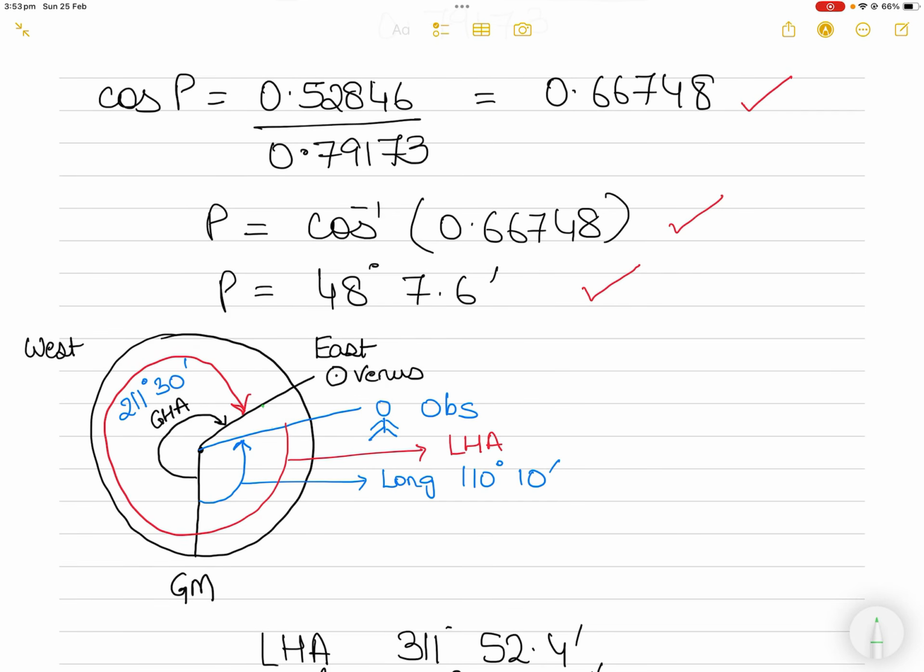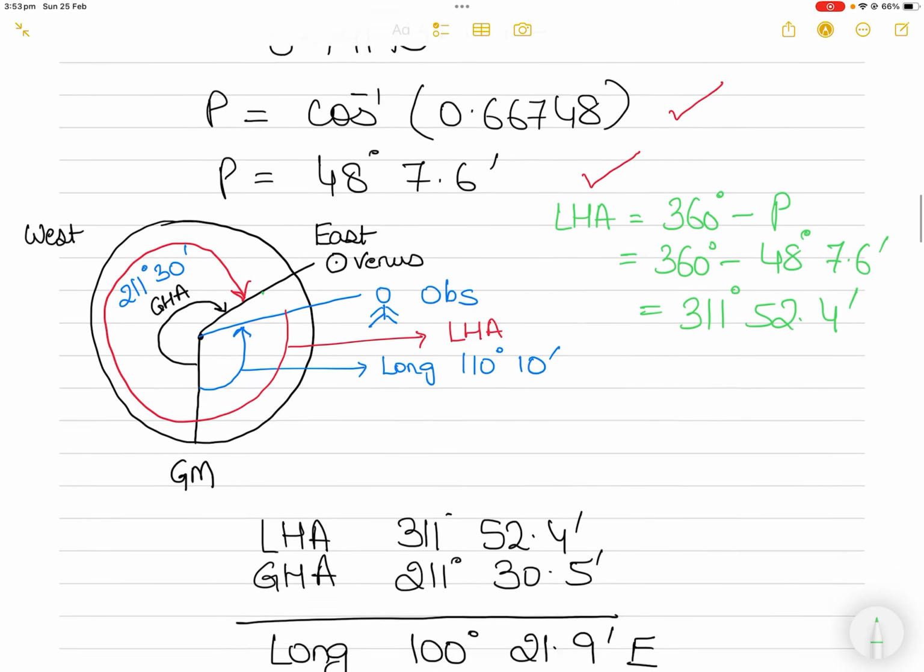So that means LHA is equal to 360 degrees minus P in this case. That is 360 degrees minus 48 degrees 7.6 minutes, which will give you 311 degrees 52.4 minutes. My diagram has told me that my LHA is clearly more than 300. It is not 48 degrees for sure. So if it is not 48 degrees, then LHA has to be 360 minus P. Simple as that. So I have found out the LHA.